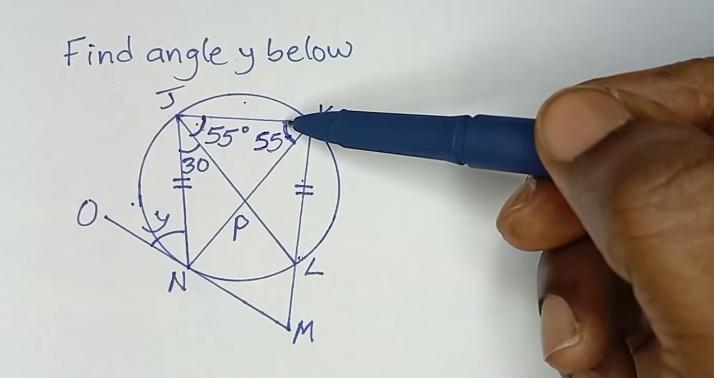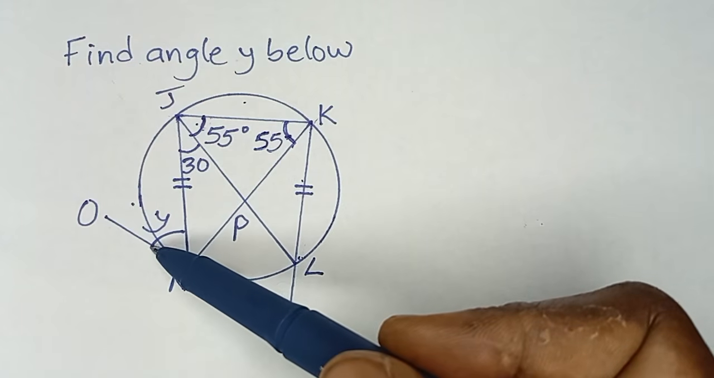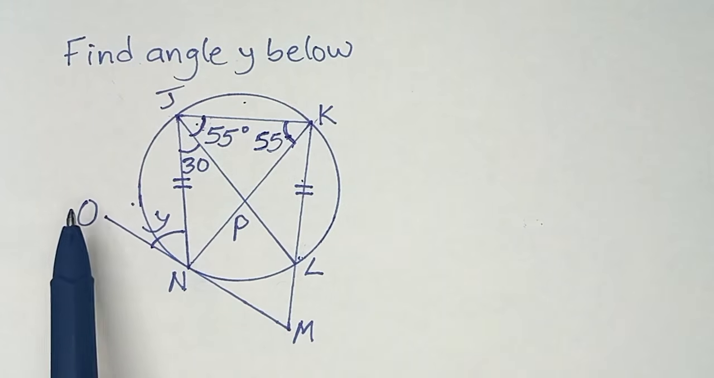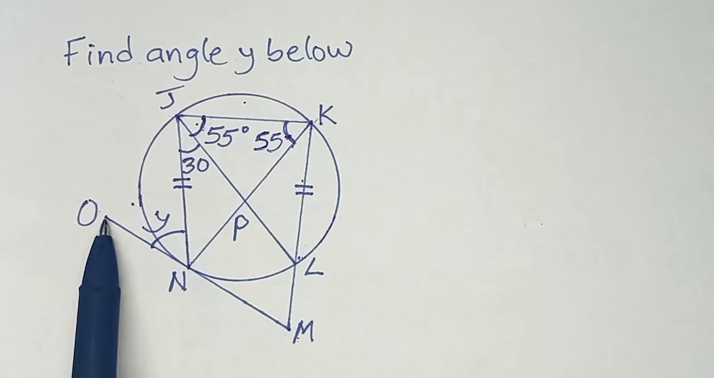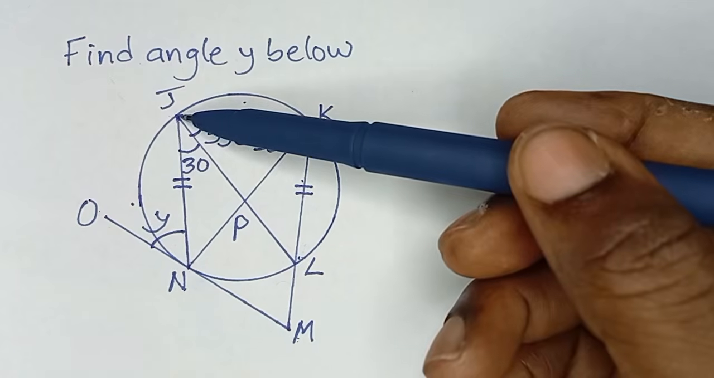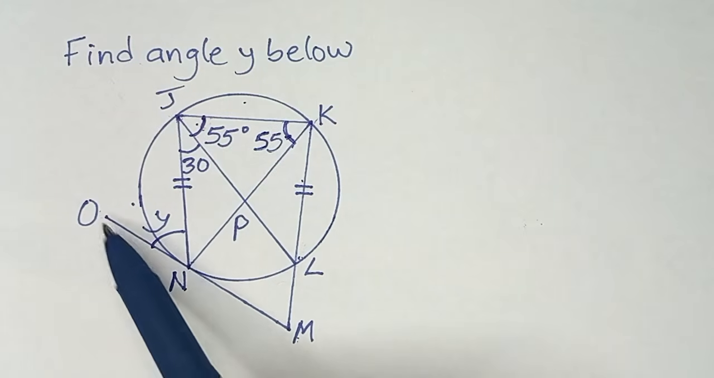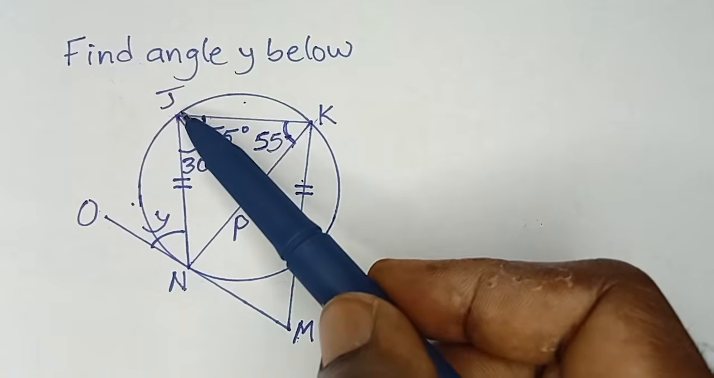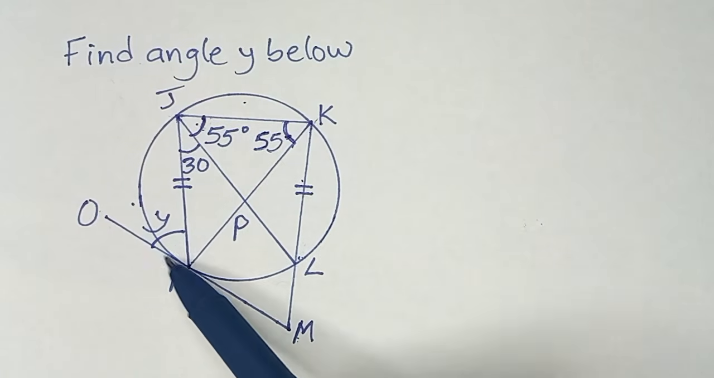Now that we have this angle, then it will be very easy for us to get the value of angle Y. If you look, this line ONM is a tangent. An external line that touches a circle is a tangent. So this is a tangent to the circle. And this chord JN is making angle Y with the tangent.